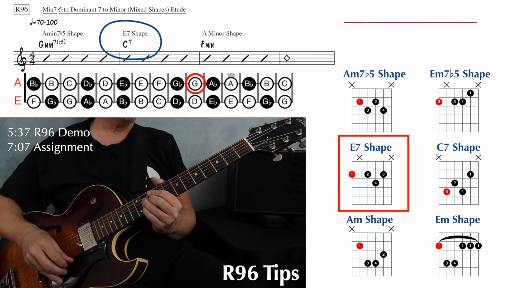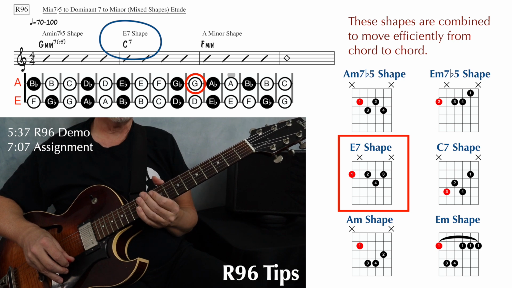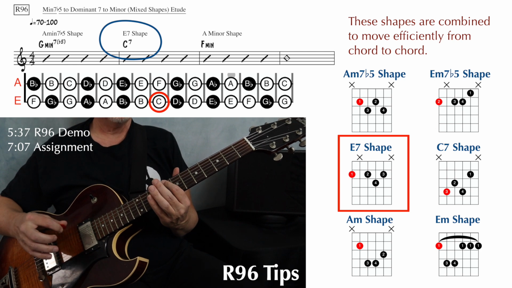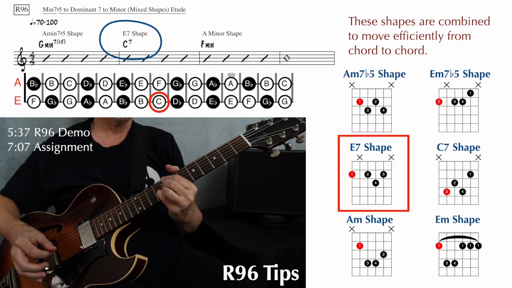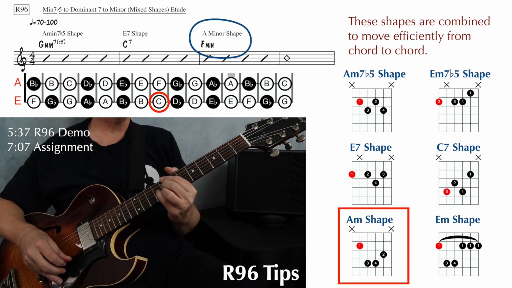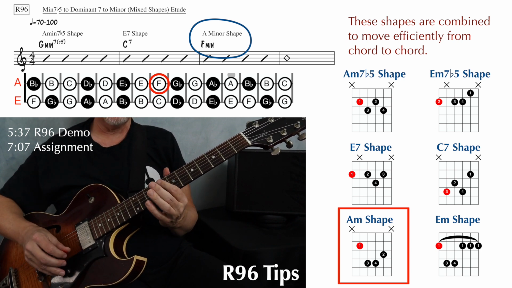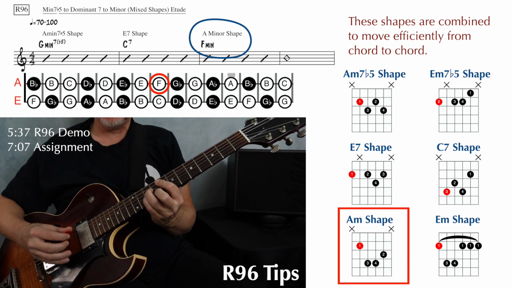Then we have a C7 using the E7 shape. The E7 shape has a root on the 6th string, so you need to find a C on the 6th string for your root. That's at the 8th fret, and you play the E7 shape. And then we have an F minor using the A minor shape. The A minor shape has a root on the 5th string. We need to find an F on the 5th string. That's also at the 8th fret, and then you play the A minor shape from there.